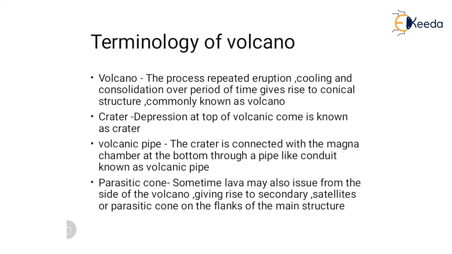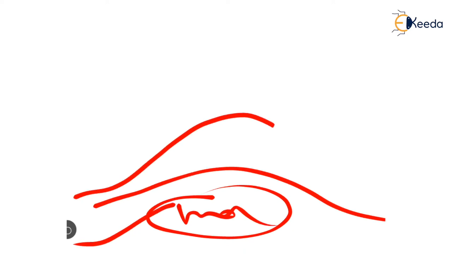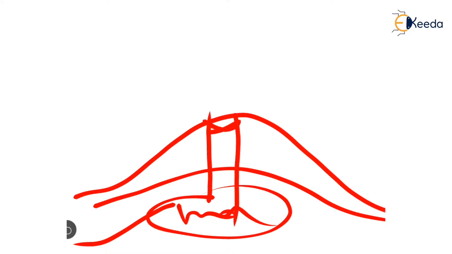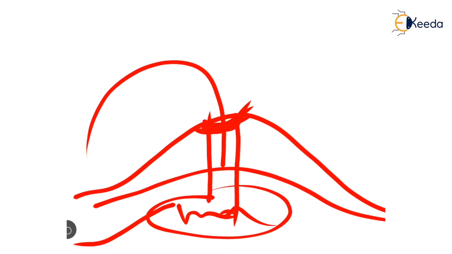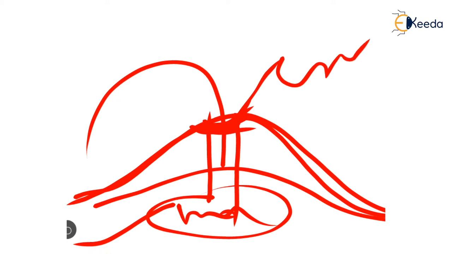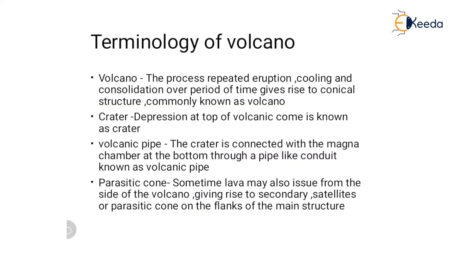Crater: the depression at the top of the volcanic cone is known as a crater. See, this is the magma chamber, and these are the layers of rock that get uplifted when it comes and forms a rupture and pipe-like structure and forms a small depression here, and through this depression molten material comes out. This small depression at the top of the cone of the volcano is called a crater. See the definition: the depression at the top of the volcanic cone is known as a crater.